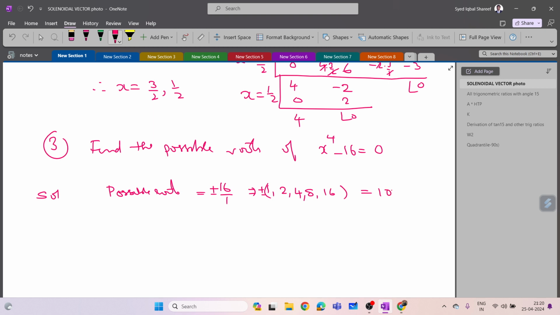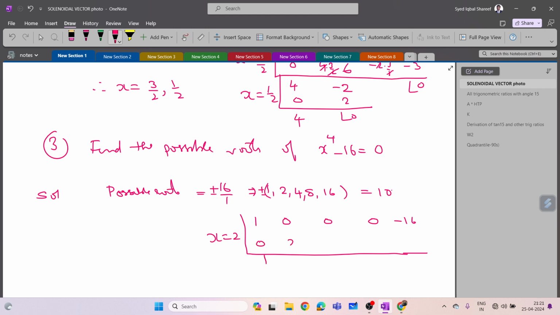But what we need is only 4, because the power 4 is there. So write the synthetic division. You see, x to the power of 4 coefficient is 1. No x cube, no x square, no x, only the constant term. So minus is there, so I will take plus. I will take x equal to 2.